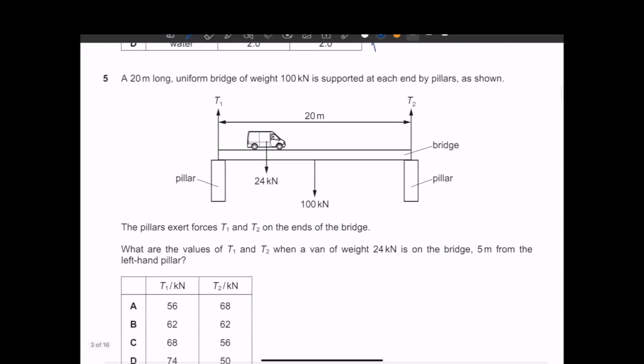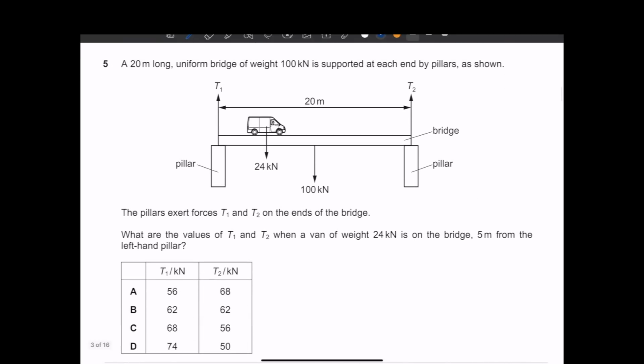In question 5, this is related to the turning force. They said a 20 meter long uniform bridge of weight 100 kilonewton, supported at each end by pillars, as you see in the figure. The pillars exert forces T1 and T2 on the ends of the bridge. What are the values of T1 and T2 when a van of weight 24 kilonewton is on the bridge?